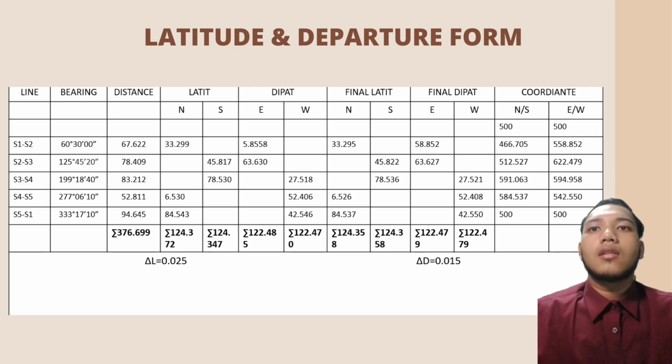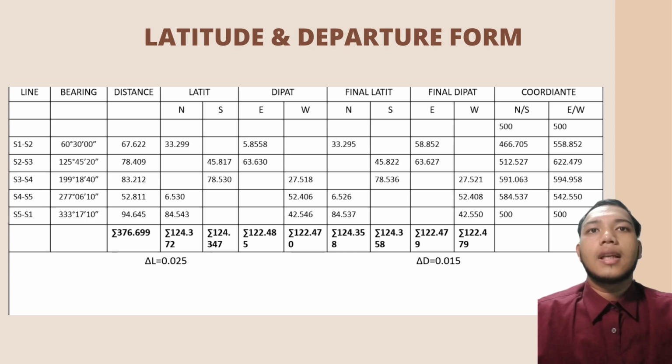Okay, next example, we take the distance 78.409 over 376.699 times the difference in latitude 0.025, and then we got the final latitude is 45.822, and then the final departure is 63.627.